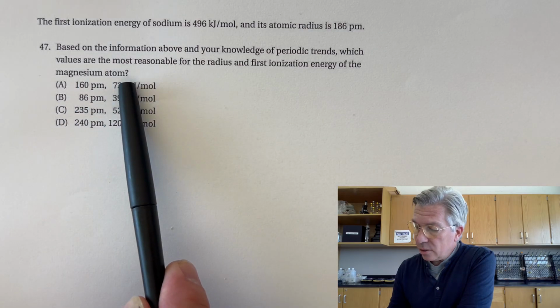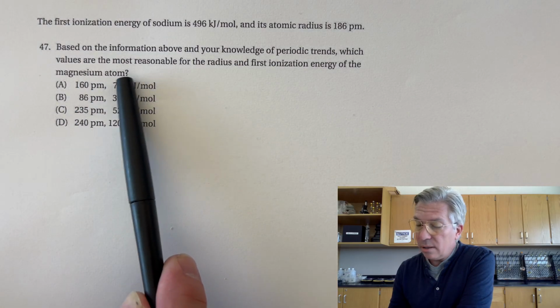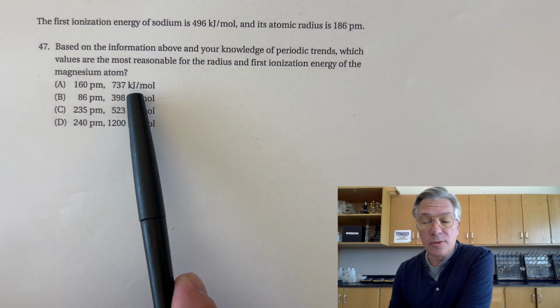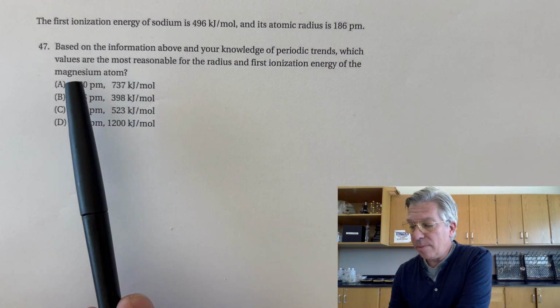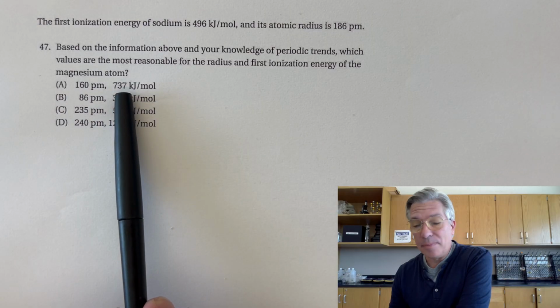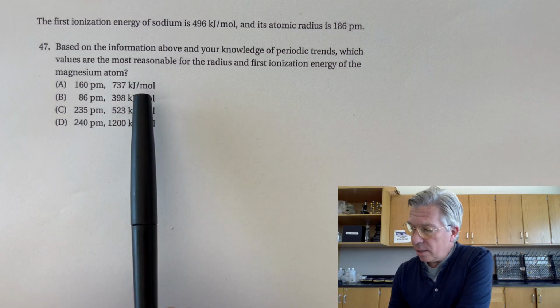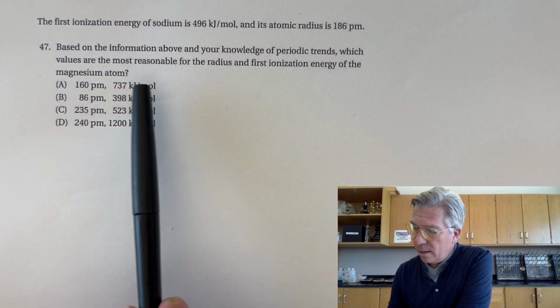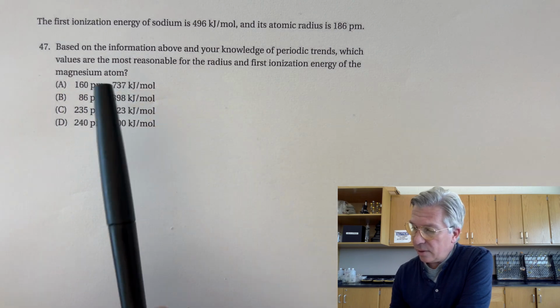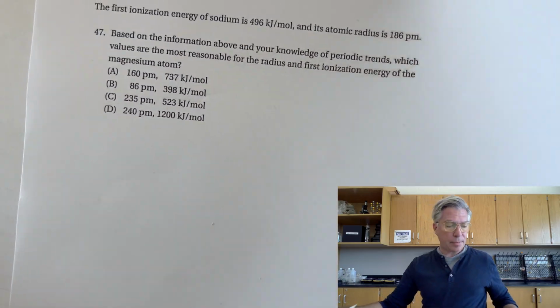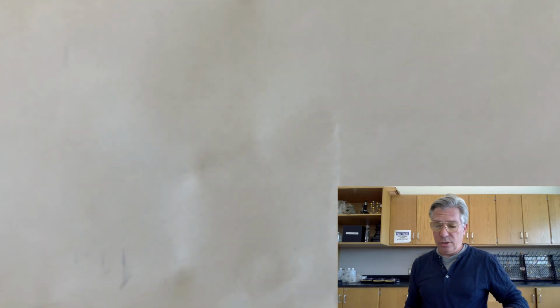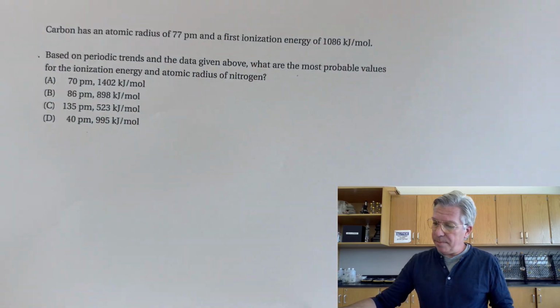Okay. Then I also have to decide which combination of ionization energies is most favorable. Now, because magnesium is smaller in radius, we would expect a higher ionization energy because it's going to the right. So I'm going to go with A, 160 and 737, which is higher than the 496 that we see there. And that's the thought process you might use. All right, let's do another one.